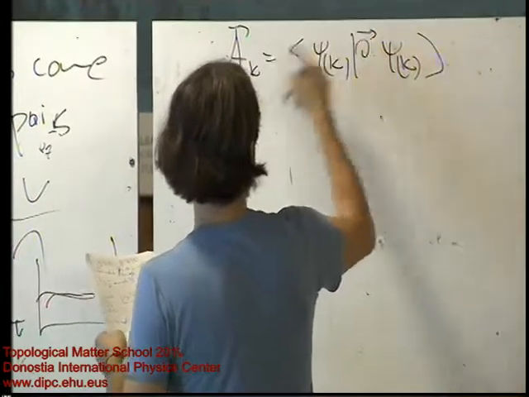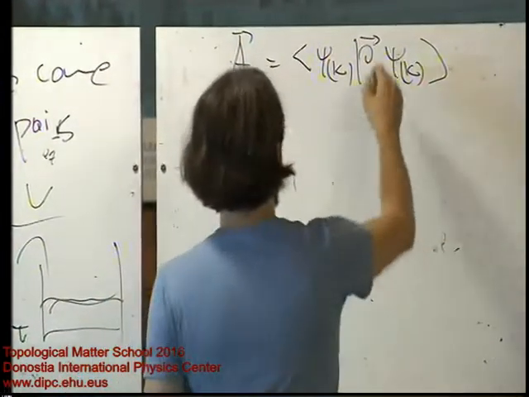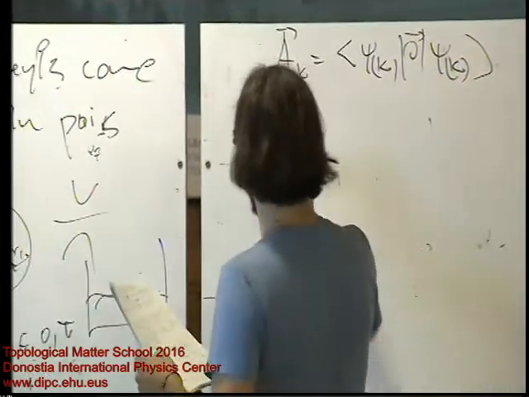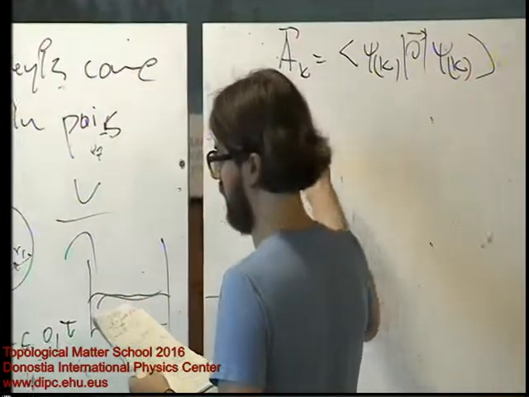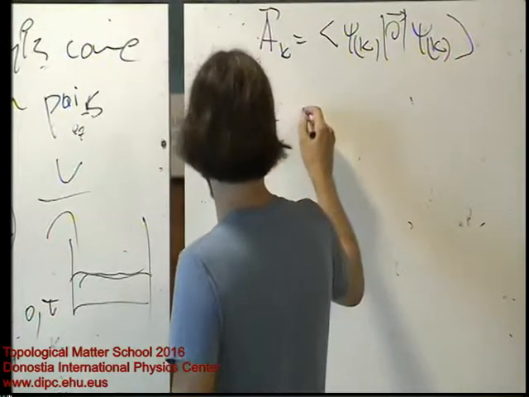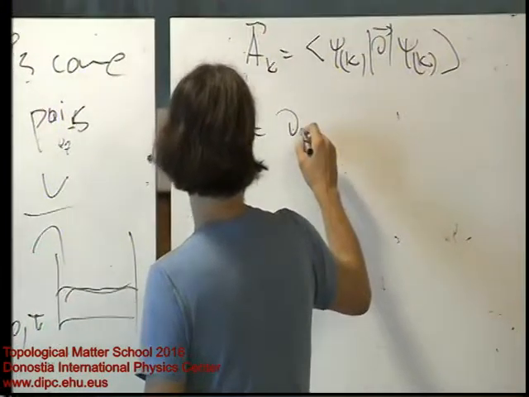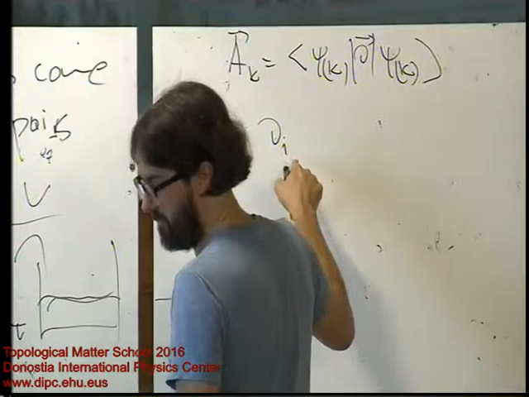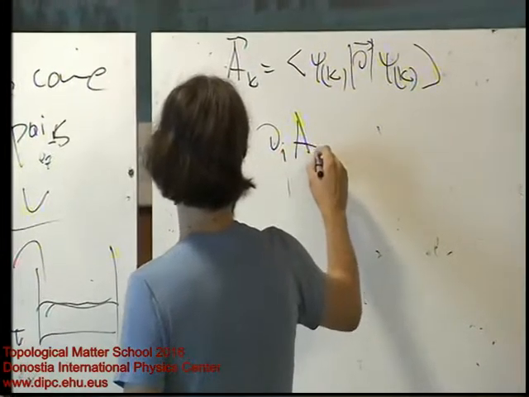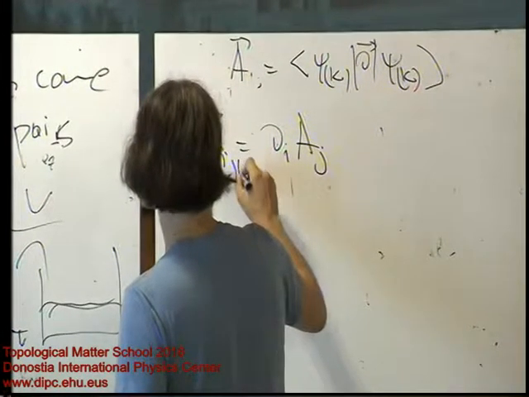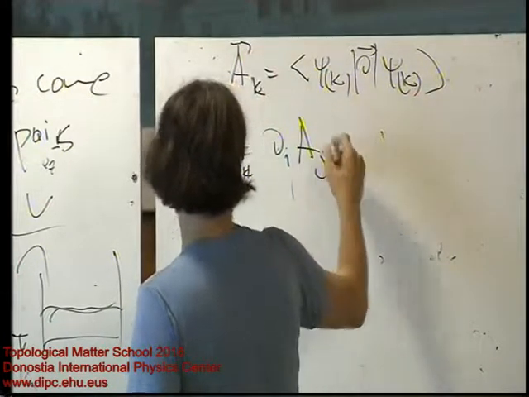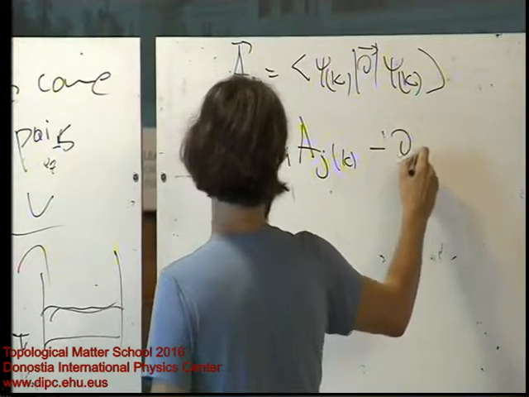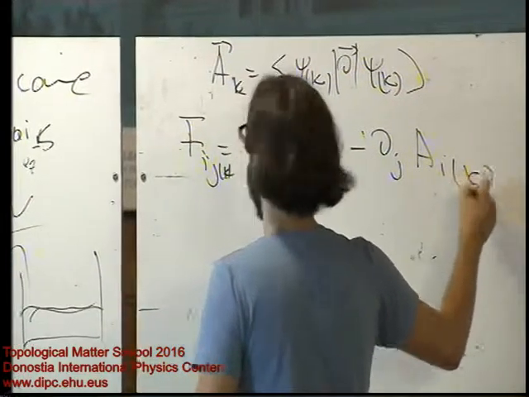This is partial i. Okay? So now I can compute a field strength, which is the Berry field strength, which is A partial i. These are all derivatives in momentum space. A j at momentum k. This is the component of this vector, minus partial j A i at momentum k.